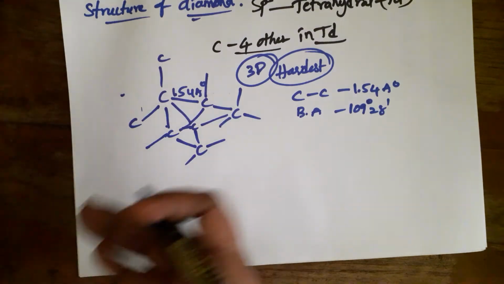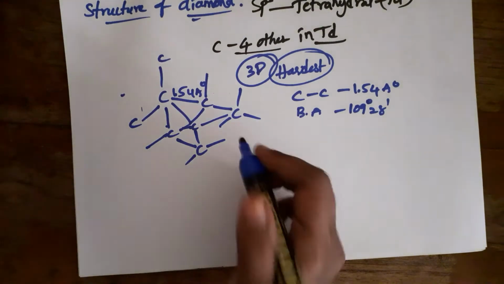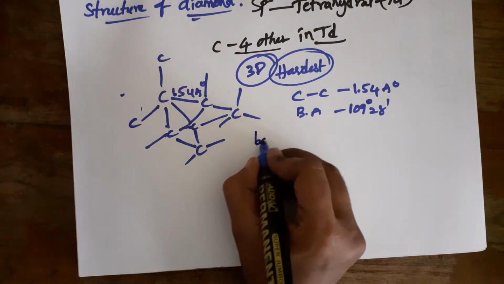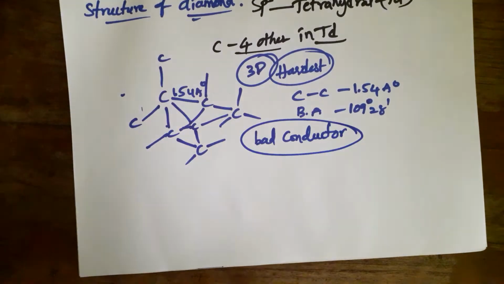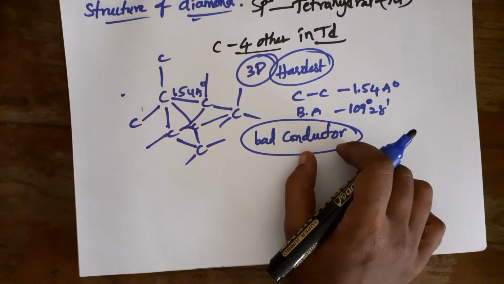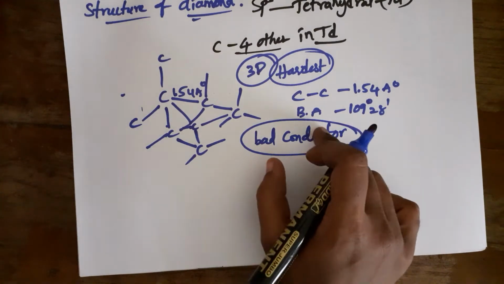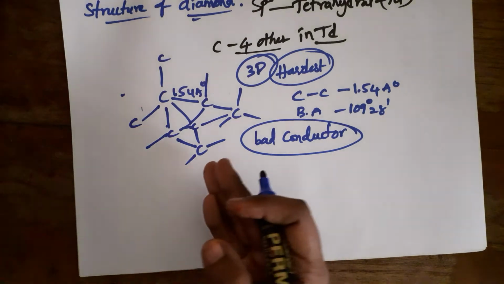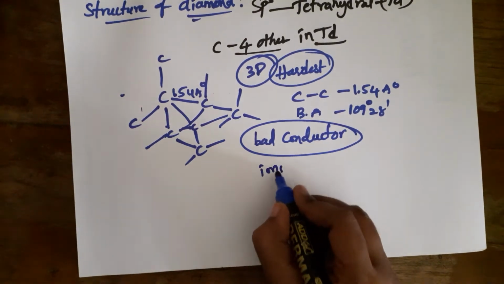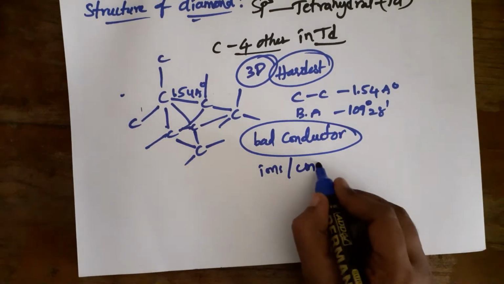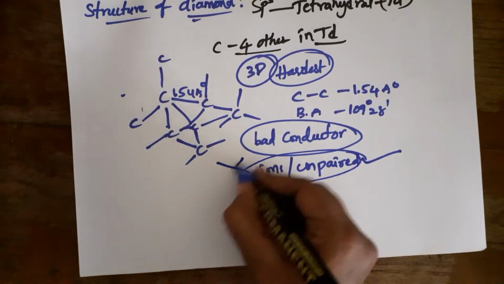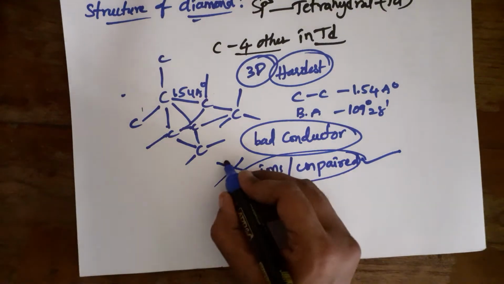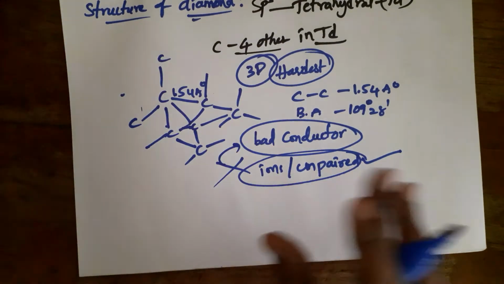Diamond is a poor conductor, that is, a bad conductor of electricity. Why? In order to conduct electricity, a substance should contain unpaired electrons or ions. If ions or unpaired electrons are present, then they will conduct electricity. Here there are no ions or unpaired electrons, so it is a bad conductor of electricity. So this is about diamond.